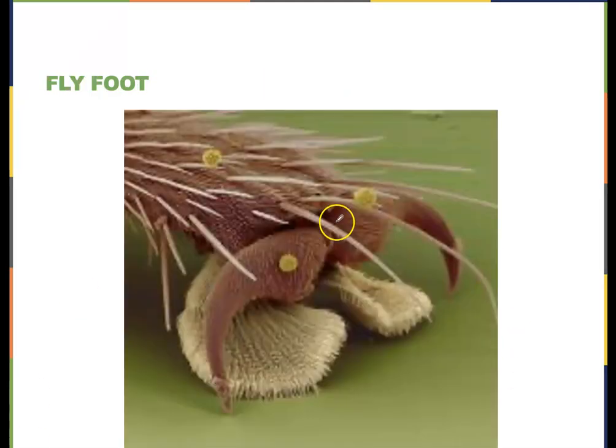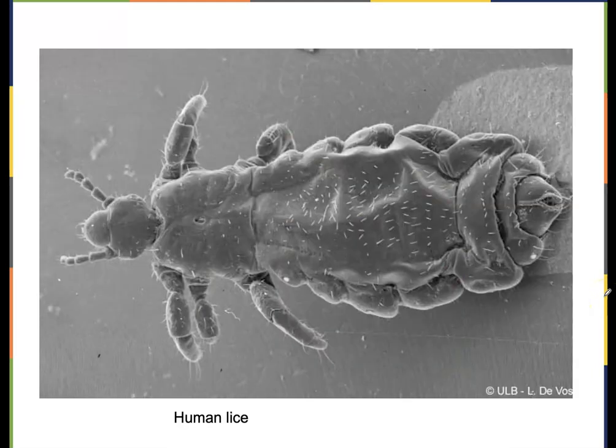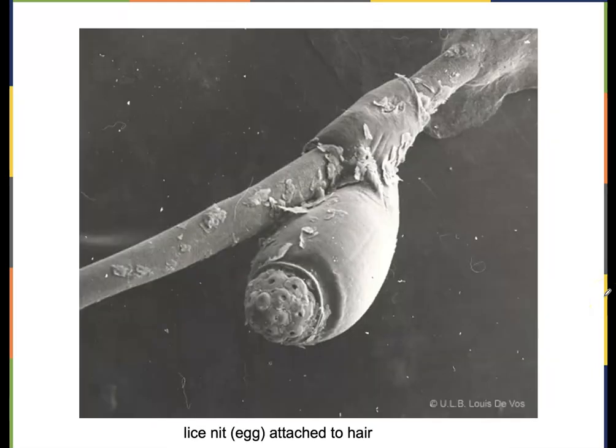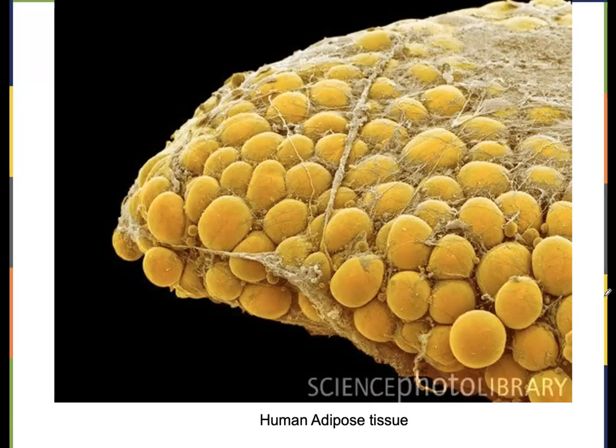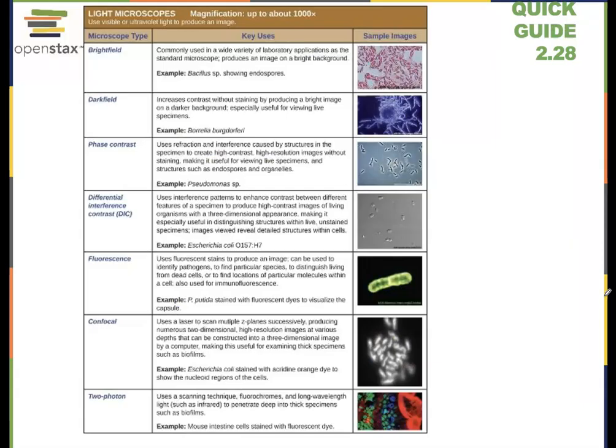You can colorize these things because it's just a computer image. These little guys here are probably plant pollen that have landed on the fly's foot. Here's a human louse. This is a louse nit. This is some adipose tissue, fat in our body.